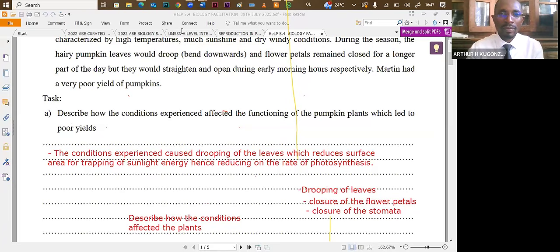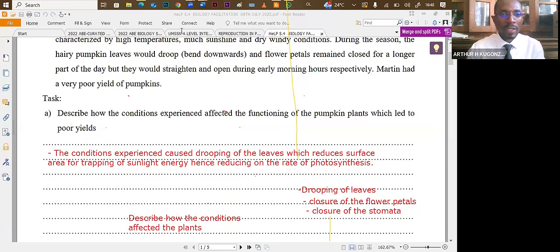Closure of the stomata acts as a barrier to the diffusion of carbon dioxide into the leaves, hence no carbon dioxide fixation into the process of photosynthesis, hence poor yield. Okay, thank you. Thank you.